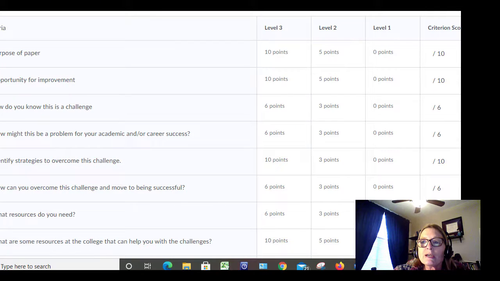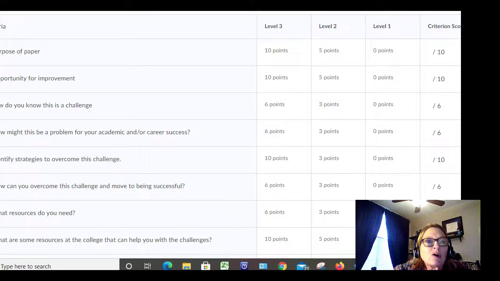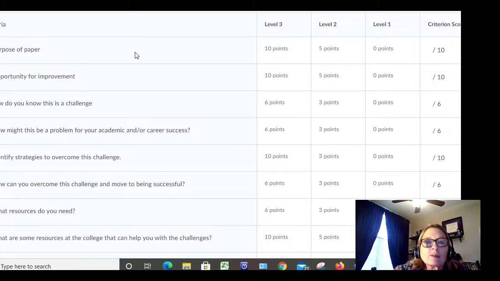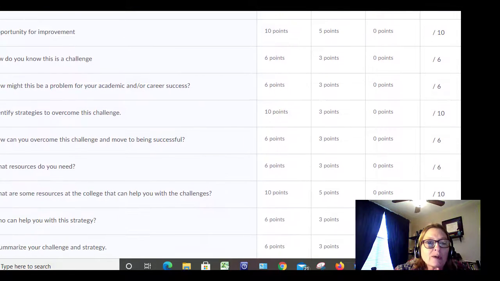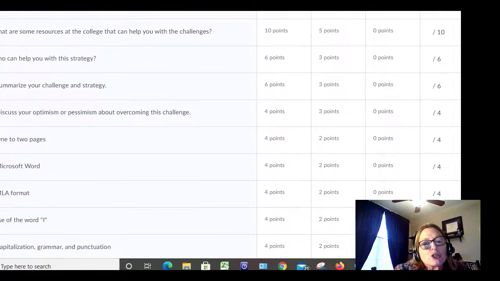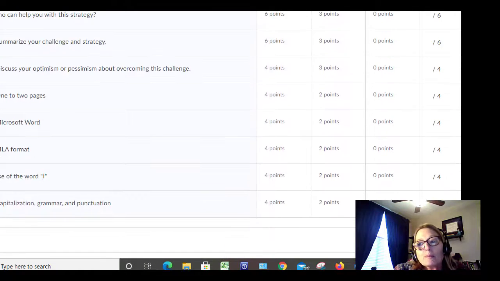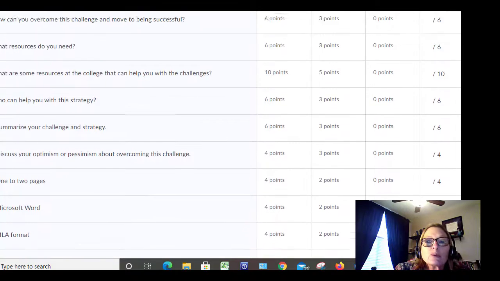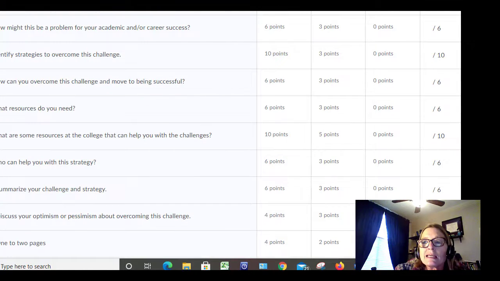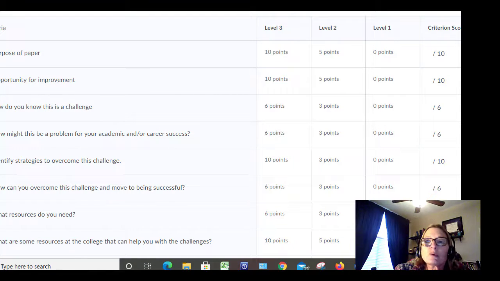I'm going to enlarge it here, and you can see all the things I'm going to be looking for. Purpose of the paper. Did you put that clearly? Well, then I'll click on 10 points. Not so clearly, 5 points. If you didn't provide it, 0 points. And what I do is I tap on each of these squares while I am grading your paper. And I'm going to scroll down, and you can look at all the different criteria there. So once you complete your paper, you could pretend you're the instructor and go through the paper and grade yourself and see how well you did in order to get the best grade possible.